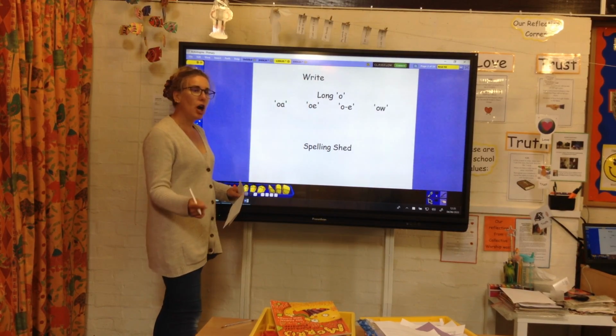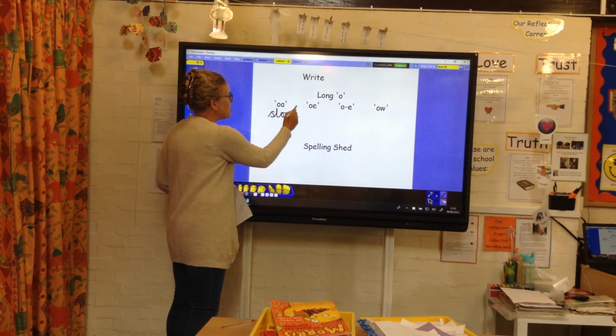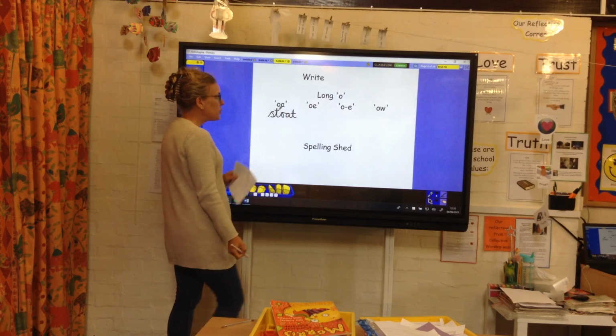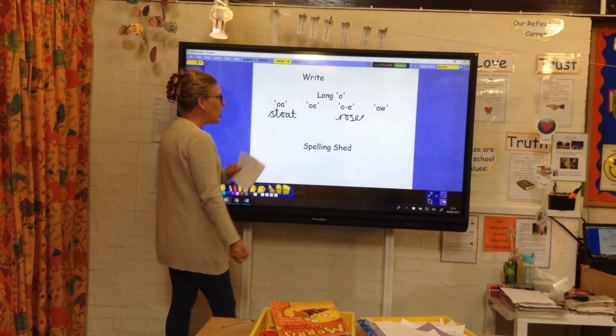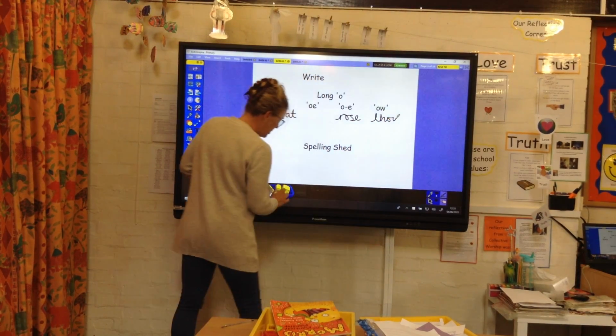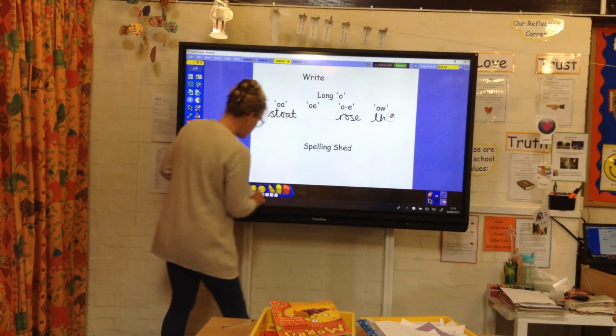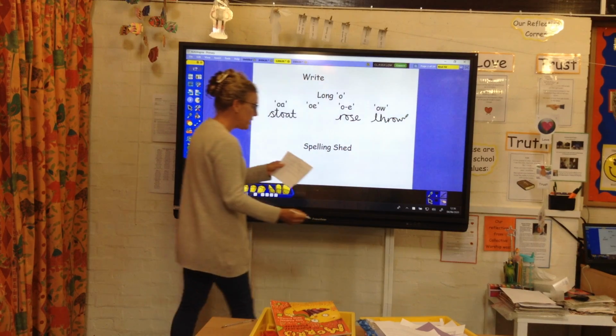Stoat. The O is in the middle and it's made by the OA. Stoat. Next word was rose. You've got that split vowel digraph in rose. Throw. We've got that O. Oh, whoops. Spelled that wrong there. We've got that OW making that O on the end.